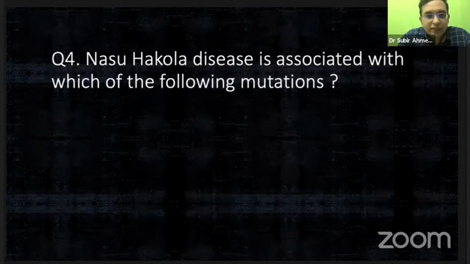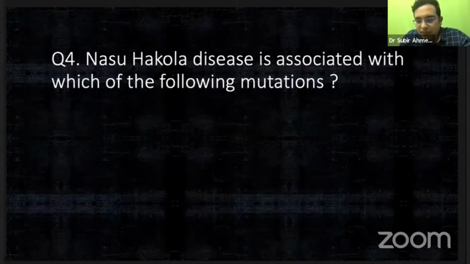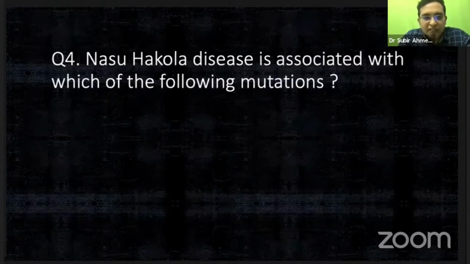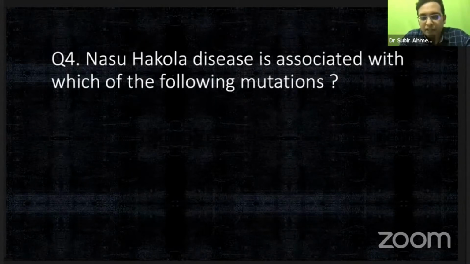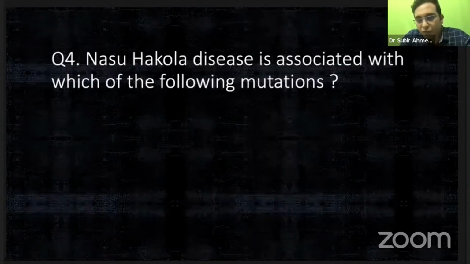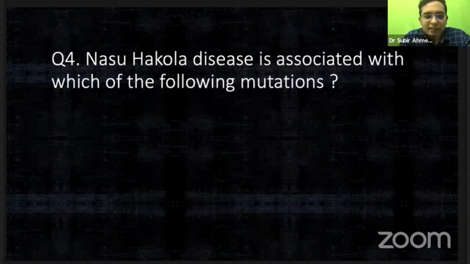Nasu-Hakola disease is associated with which of the following mutations? It is associated with dementia, and dementia associated with bone cysts. So this kind of dementia with bone cysts is otherwise called Nasu-Hakola disease. It is associated with a particular kind of mutation, and it is mentioned in Harrison. And we had a patient having a particular dementia with a strong family history. When we did the genetic testing, we found that the patient was having this kind of particular mutation.